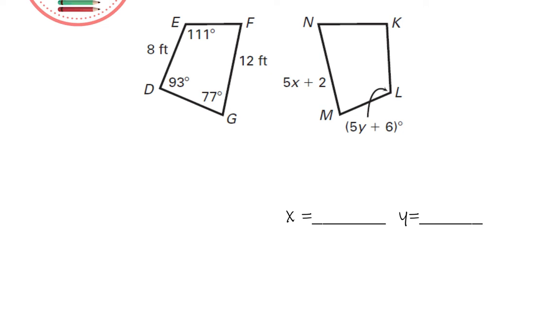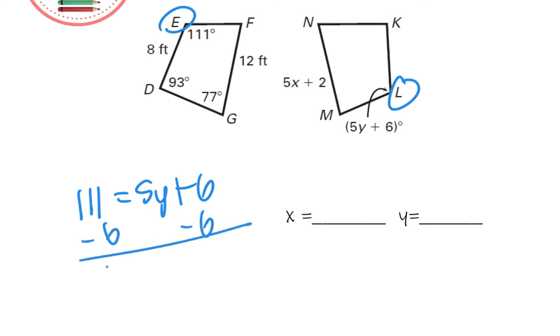Okay, so hopefully you found angle L and angle E were congruent. So I'm going to set the 111 equal to 5y plus 6. So if I subtract 6, I get 105 equals 5y, and y is going to equal 21.